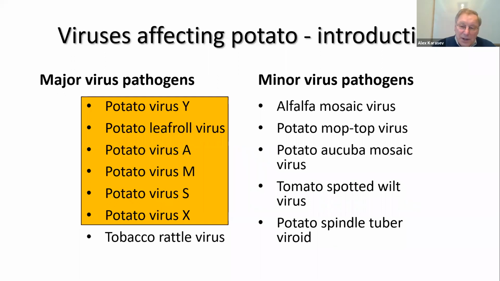Some viruses that I listed on the right, calling them minor virus pathogens, can typically be found in potato produced in various places, but they are not very significant from the economic standpoint, although once again, it may be different in different places. For instance, the significance of these viruses also is related to whether they can induce symptoms in tubers. Because it's a tuber crop, we define two different types of symptoms, foliar in leaves and also in tubers.